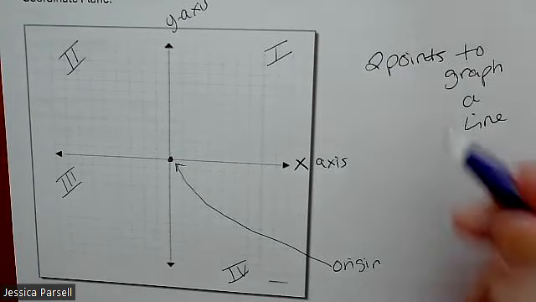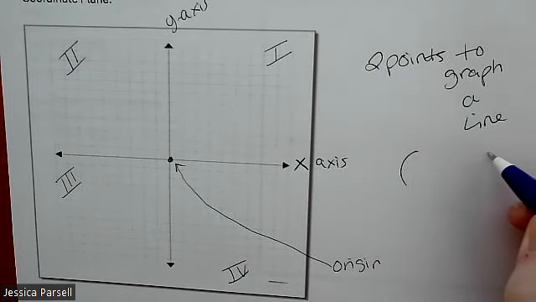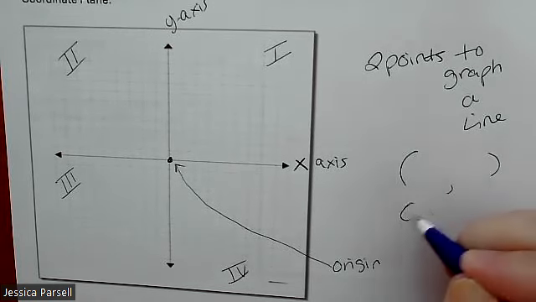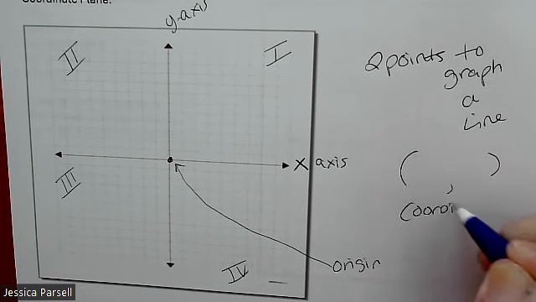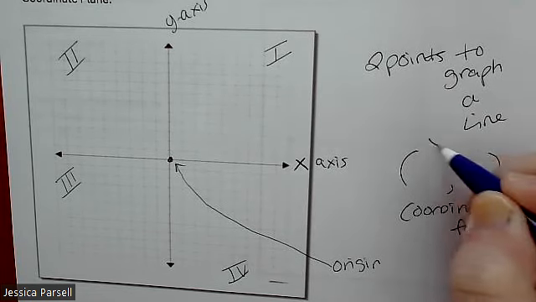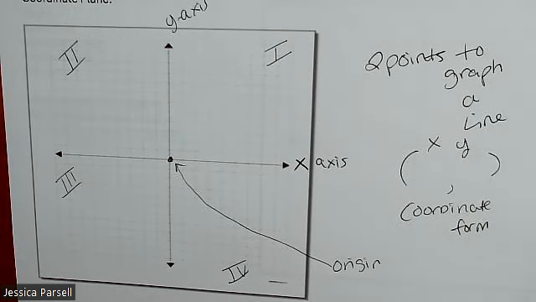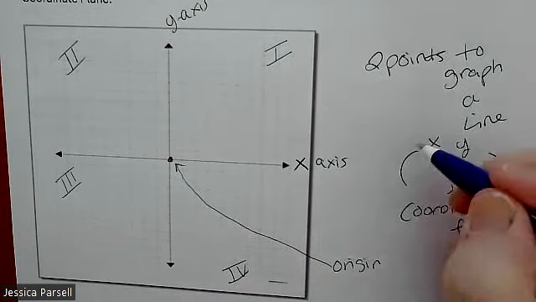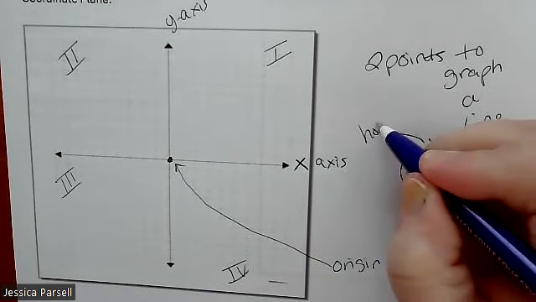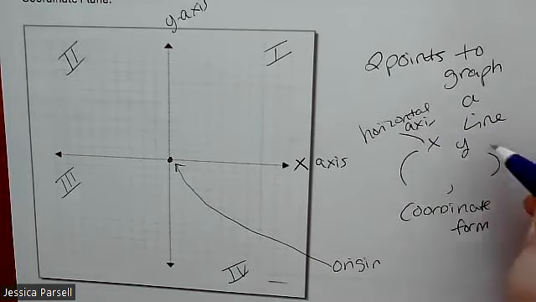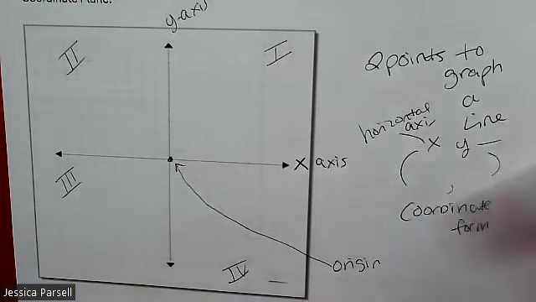So I'm going to plot a point, and usually points are always given in what's called coordinate form. It's always move on the x, then move on the y. So the x-axis is that horizontal axis. That's horizontal. And the y-axis is your vertical.